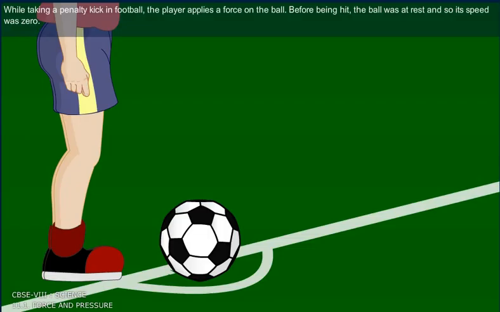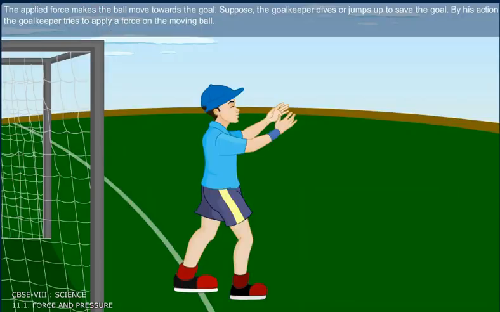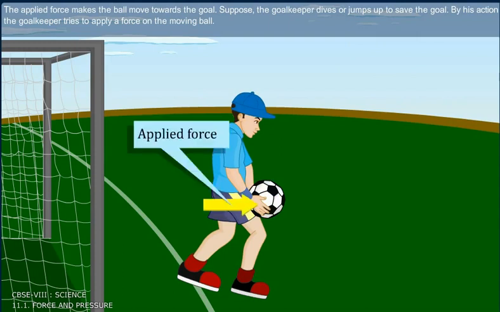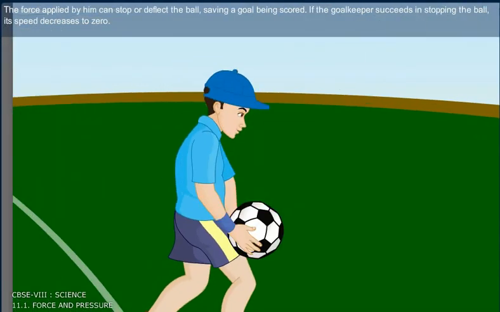While taking a penalty kick in football, the player applies force on the ball. Before being hit, the ball was at rest and so its speed was zero. The applied force makes the ball move towards the goal. Suppose the goalkeeper dives or jumps up to save the goal. By his action, the goalkeeper tries to apply a force on the moving ball. The force applied by him can stop the ball or deflect the ball, saving a goal being scored. If the goalkeeper succeeds in stopping the ball, its speed decreases to zero.